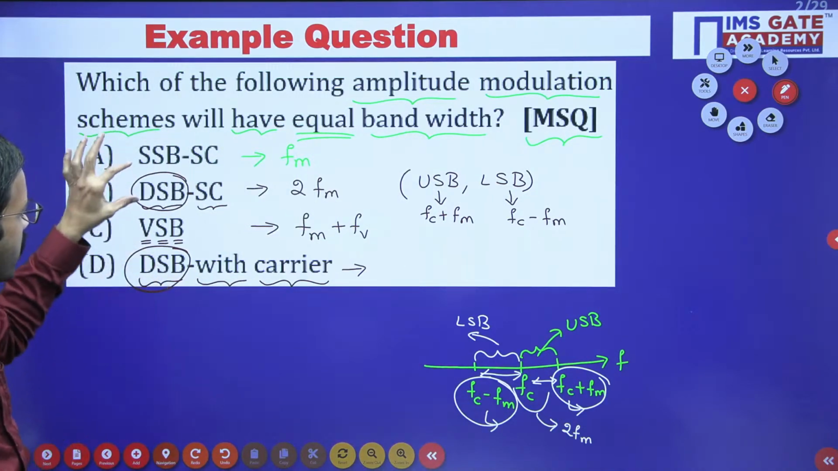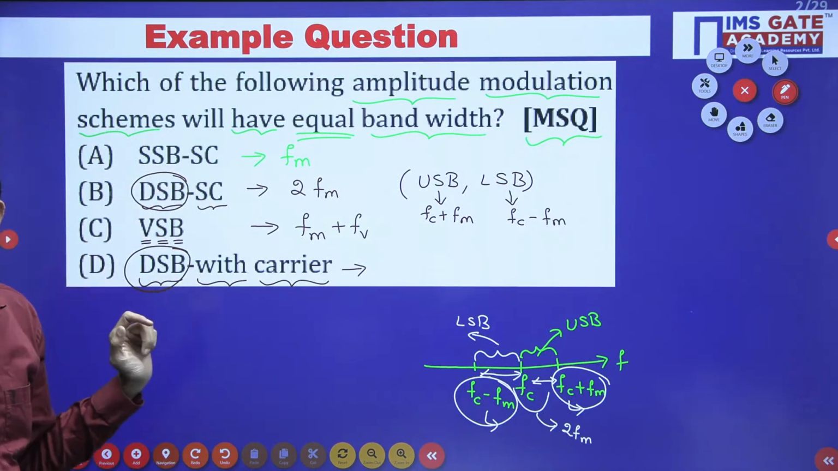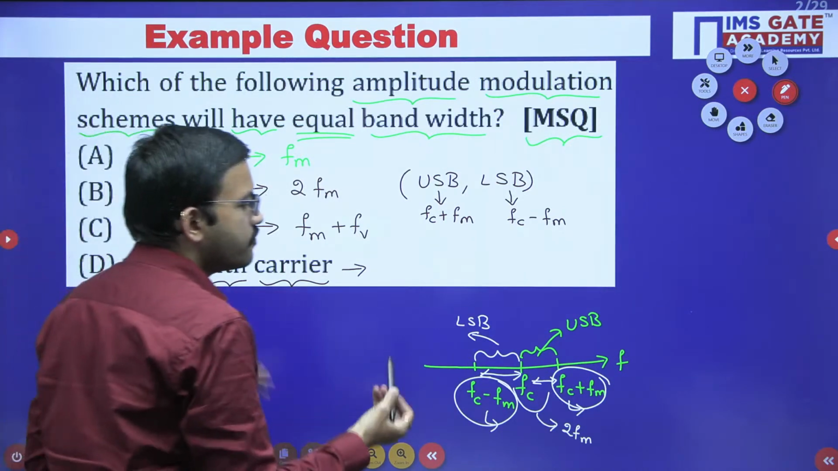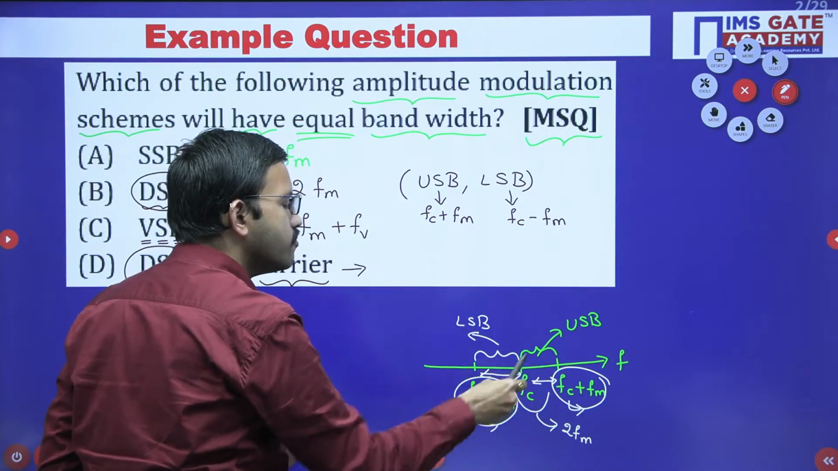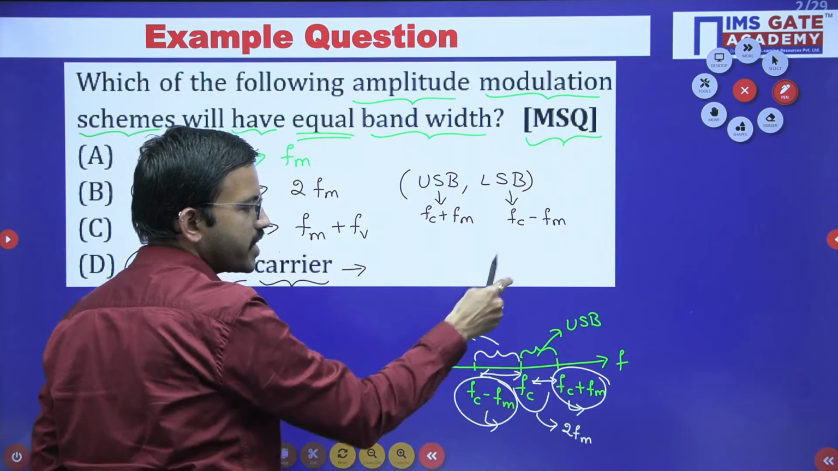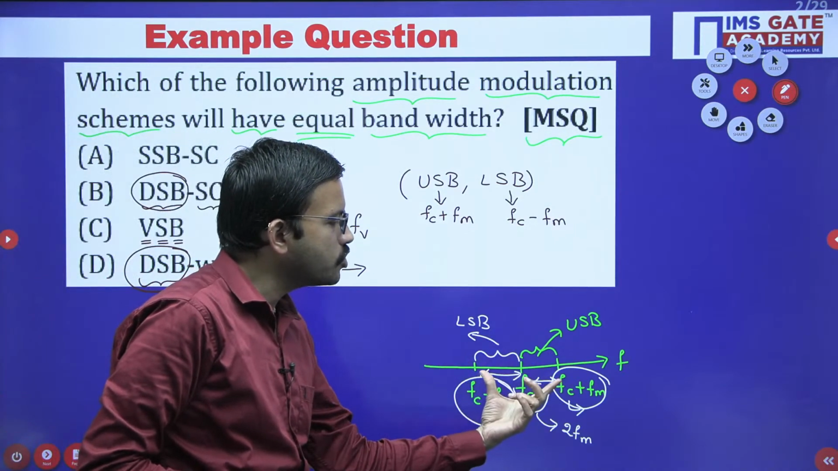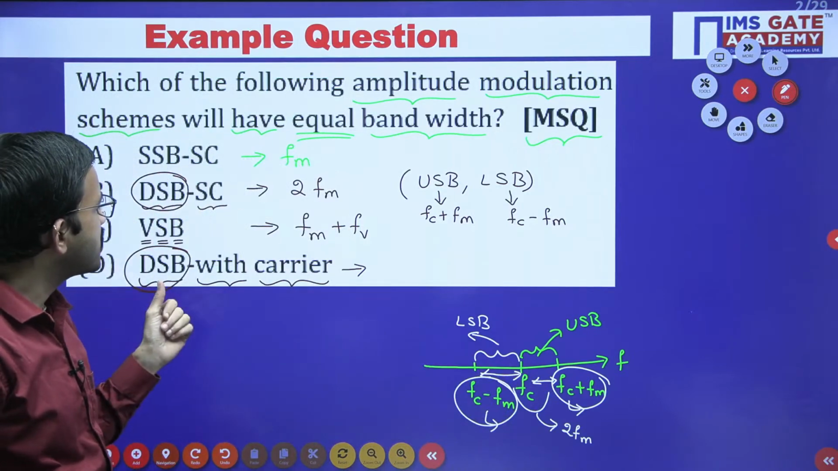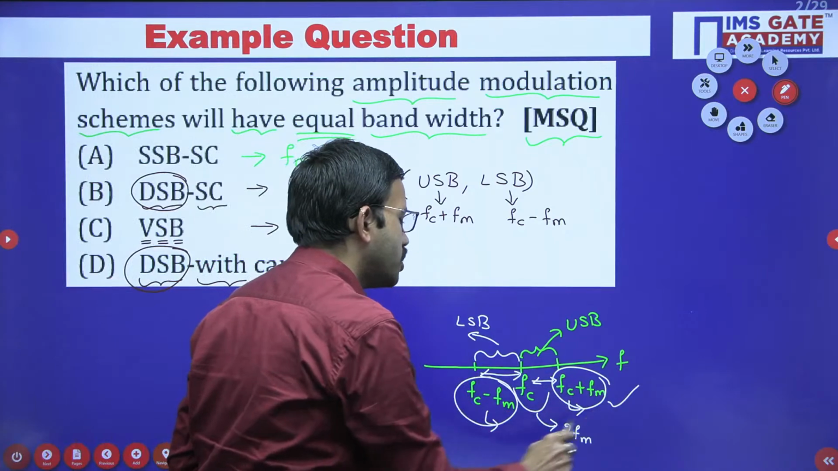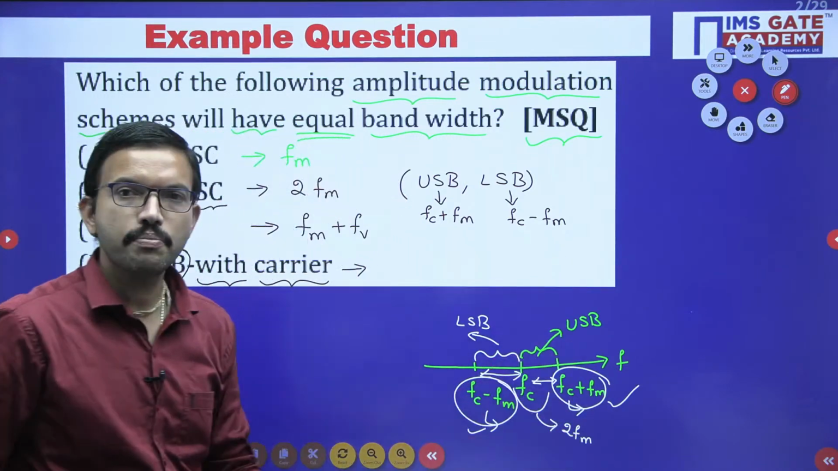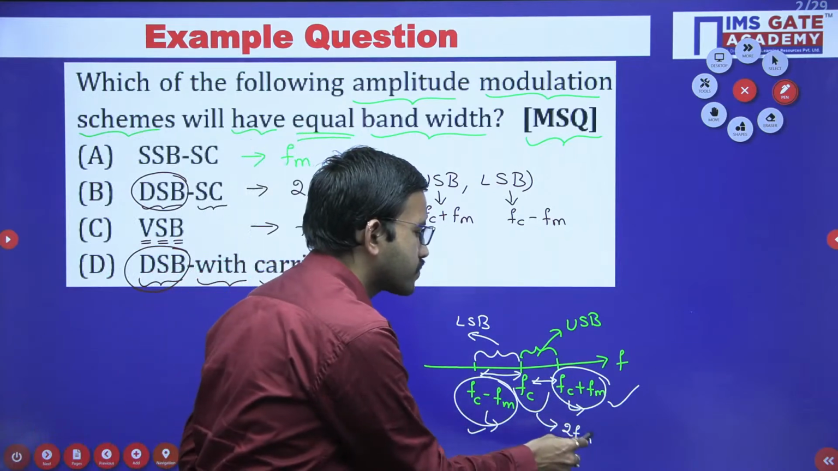Whatever logic we discussed for option B, similar logic is applicable here. The only difference is that here you have both the sidebands, and along with that, at the carrier frequency you also get a signal component. So when you compare double sideband suppressed carrier and double sideband with carrier, the upper frequency and lower frequency remain the same, so you will get the same bandwidth.